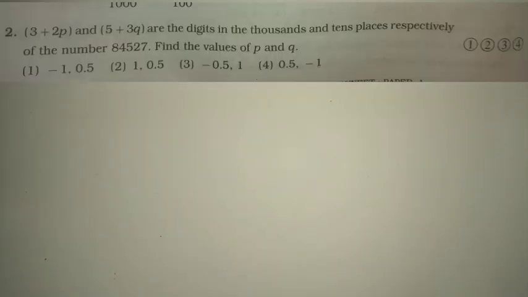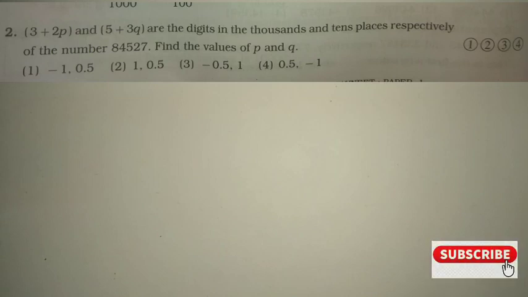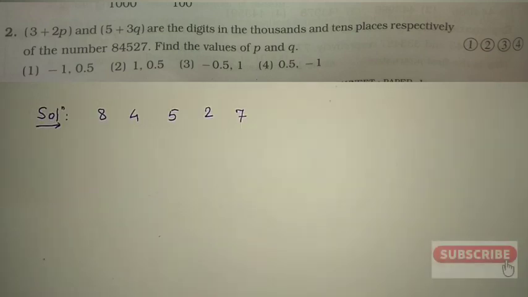The question is: 3 plus 2p and 5 plus 3q are the digits in the 1000 and 10 places respectively of the number 84527. Find the values of p and q. First write the number 84527. In this number, 3 plus 2p is at the 1000 place, and 5 plus 3q is at the 10 place respectively.